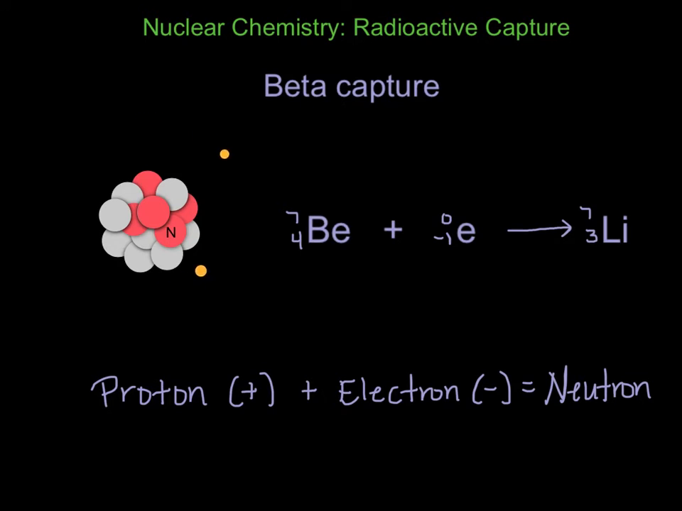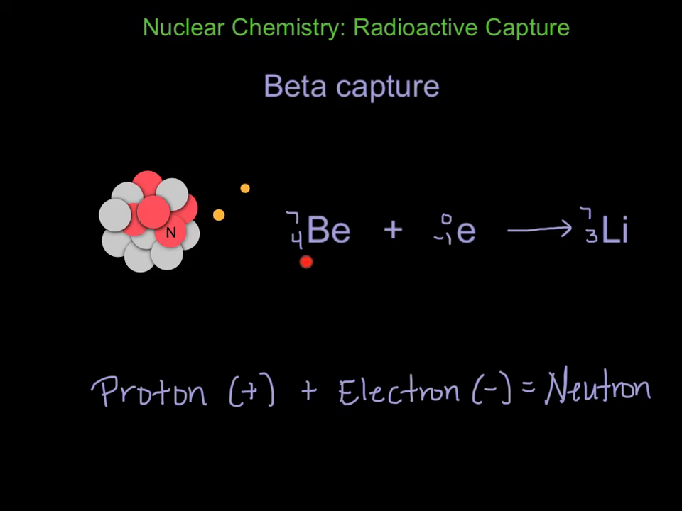And as with any nuclear reaction, we have a nuclear equation that we can use to represent it. So notice in our beta capture equation, our radioactive particle is on the reactant side. Remember, in our radioactive decay, this particle would have been on the product side. But because my beta particle is being captured, is being taken in, it's on my reactant side because it's combining with the nucleus.